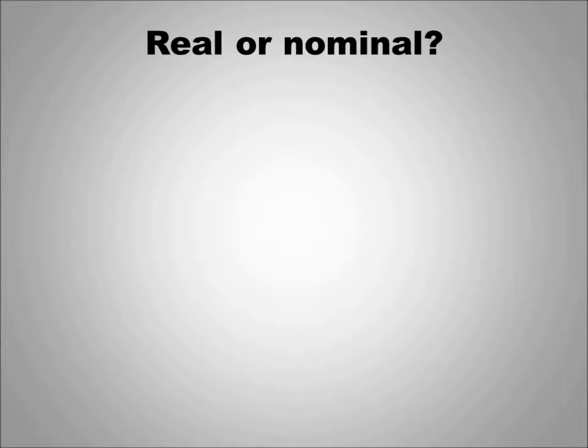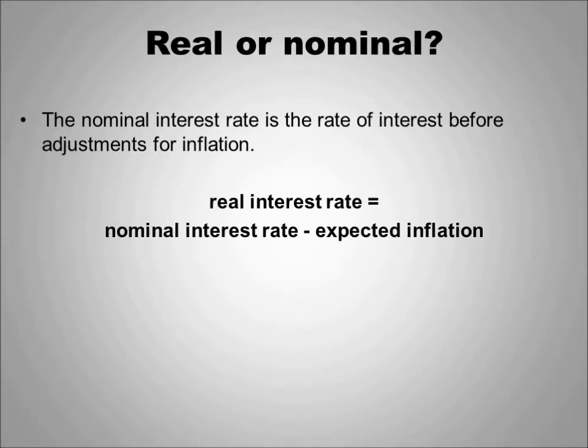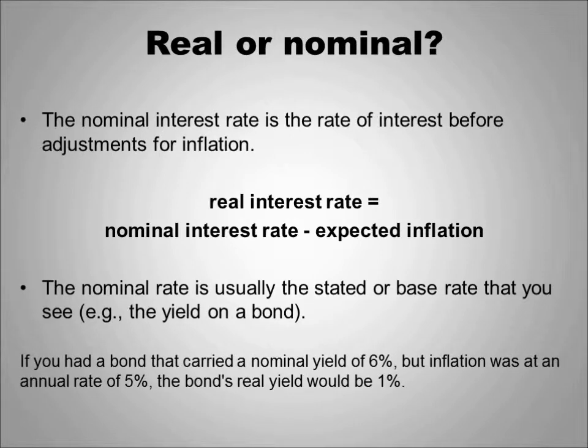Okay, so let's talk about real interest and nominal interest. Now, the nominal interest rate is the rate of interest before adjustments for inflation. So again, interest rates and inflation, we want to monitor the relationship between the two. So, real interest rate: if we take the nominal interest rate minus the expected inflation, that's how we get the real interest rate. Also, the nominal interest rate is usually the stated or base rate that you see.